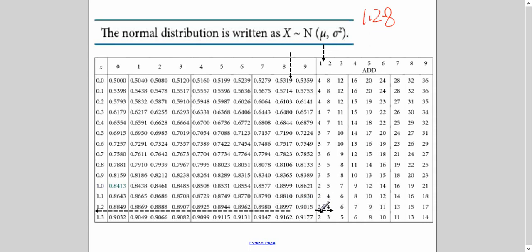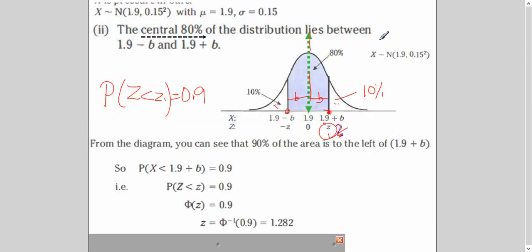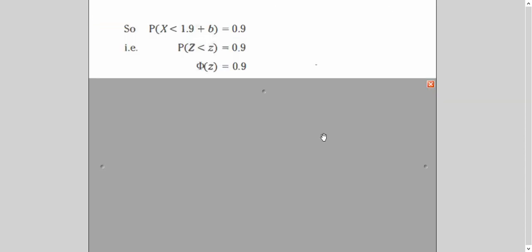So for these 2 and 4, because 3 is not existing here, the difference is of 3. If I add 3 here, I will get 0.9. But 3 is not here. So either 1 or 2. So I can write 1.281 or 1.282. Both will be marked correct. So that's why it is taken here as 1.282. It means you got this z value, right?